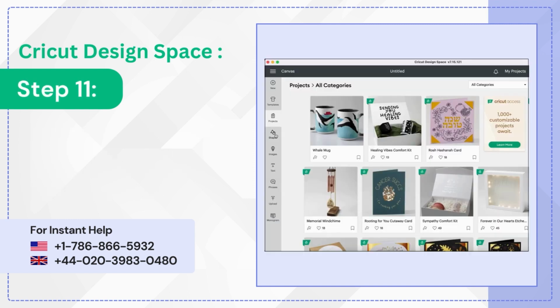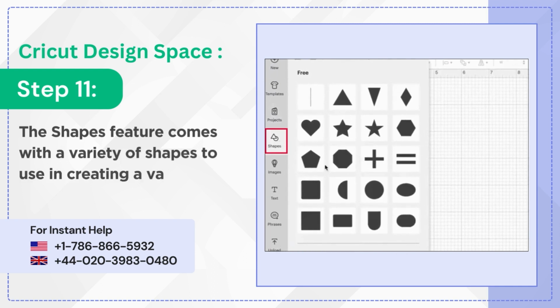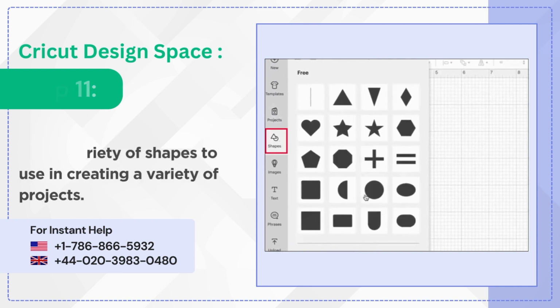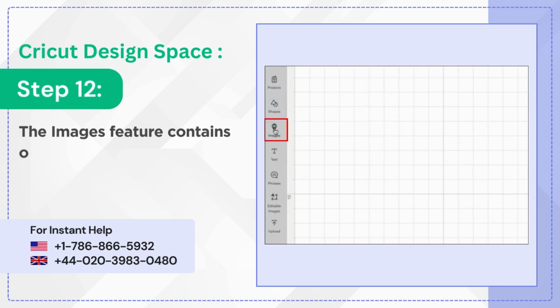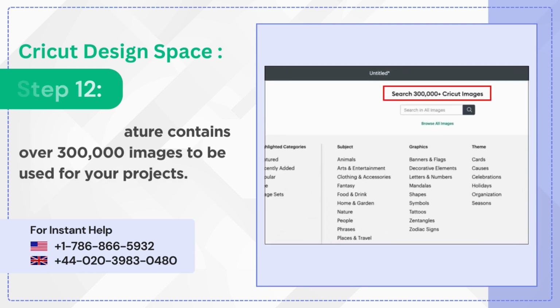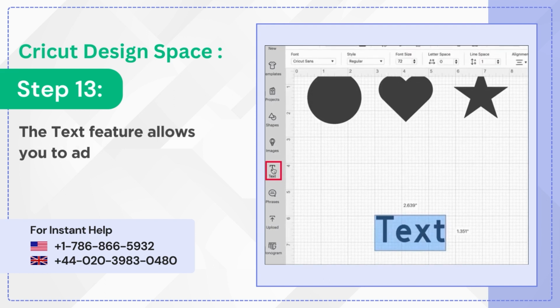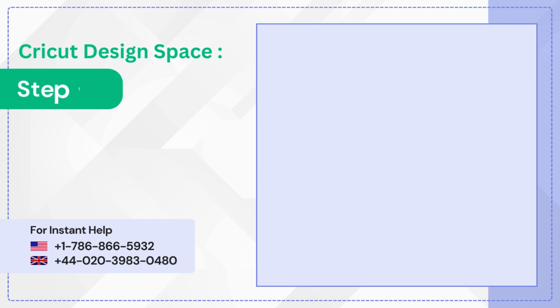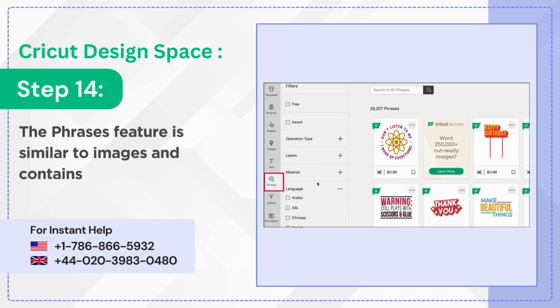Step 11. The Shapes feature comes with a variety of shapes to use in creating a variety of projects. Step 12. The Images feature contains over 300,000 images to be used for your projects. Step 13. The Text feature allows you to add or edit text for your project. Step 14. The Phrases feature is similar to Images and contains phrase designs.